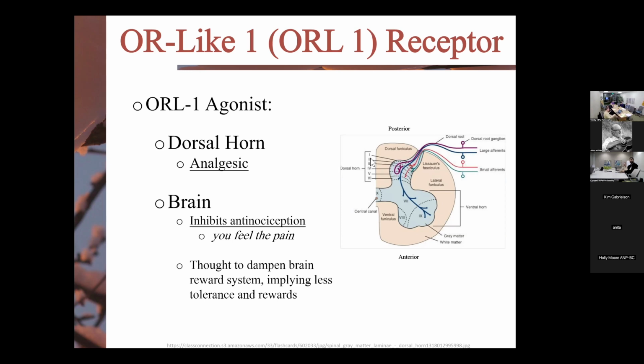In the brain, it inhibits antinociception. So this is about a triple negative here. So what you need to know here is when it's stimulated in the brain, it allows you to feel more of the pain. It's thought to dampen that brain reward system in this way. So we got that inhibitory antinociception. It dampens the reward system, which means there's probably less tolerance buildup because of that. So this one actually plays a big effect in how buprenorphine works.